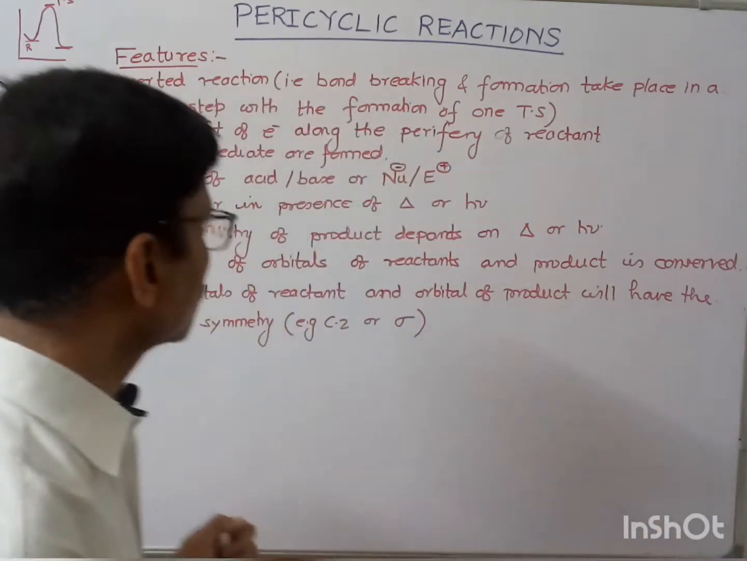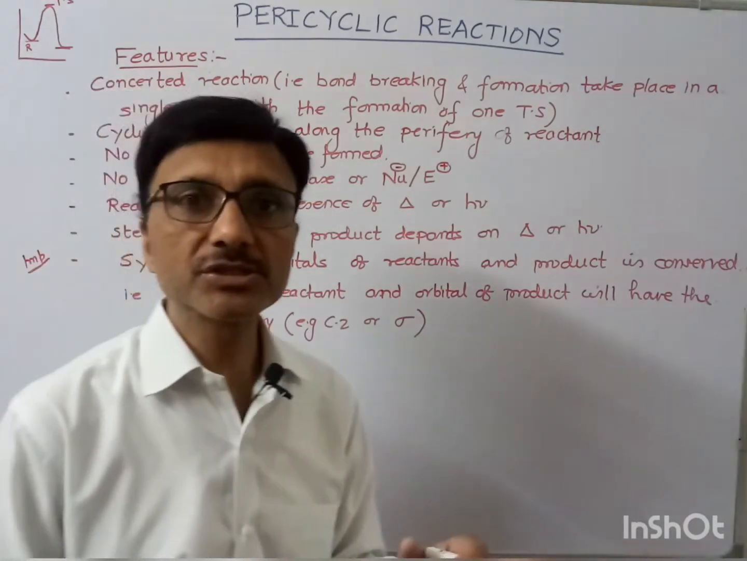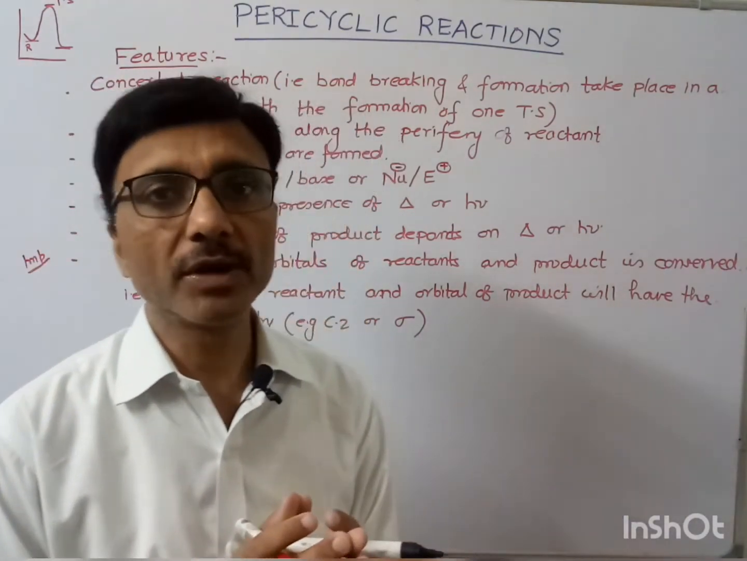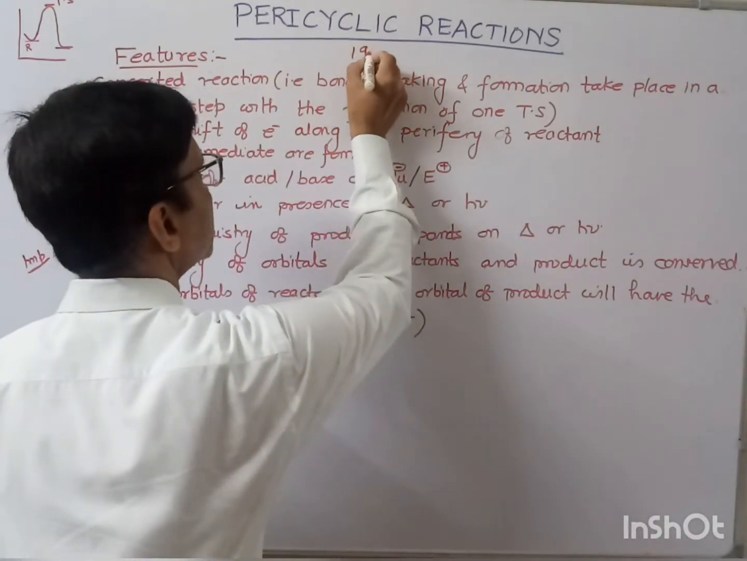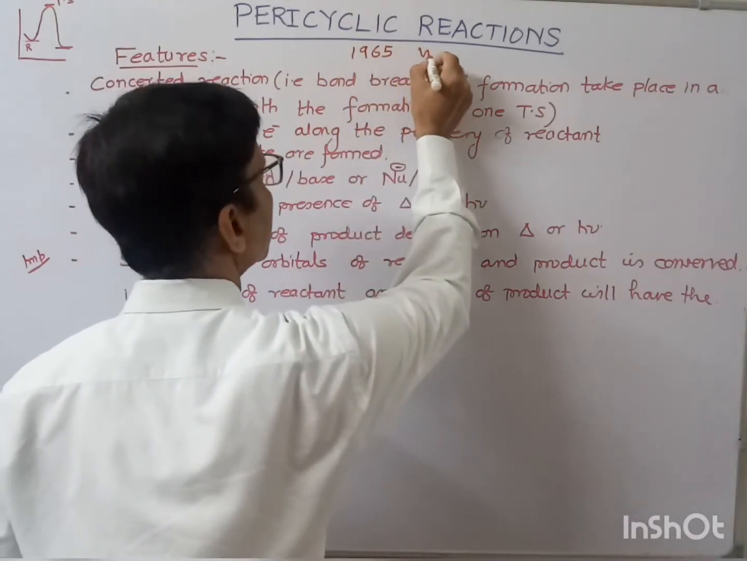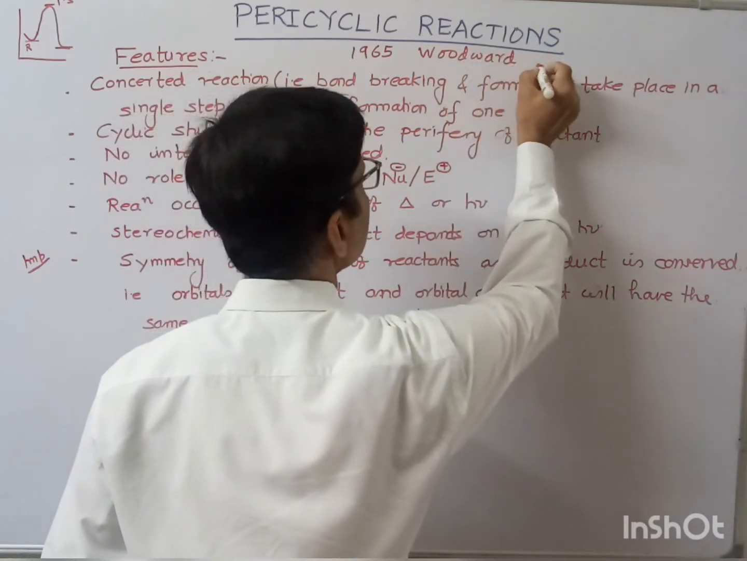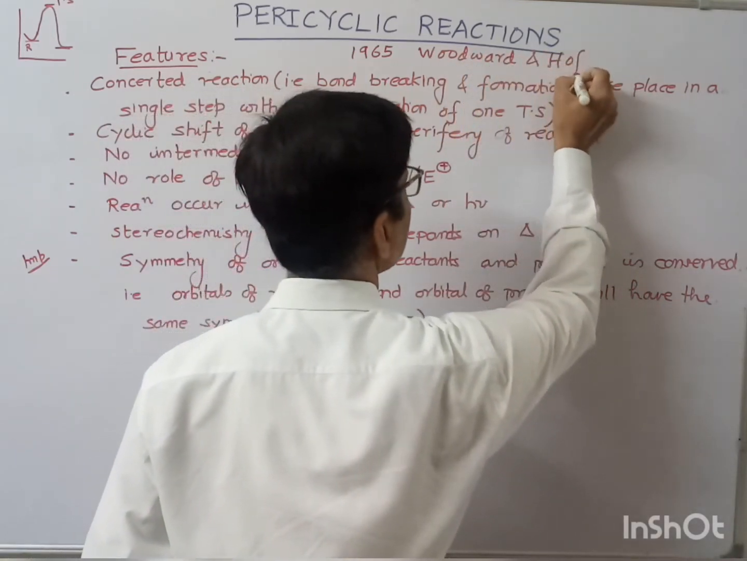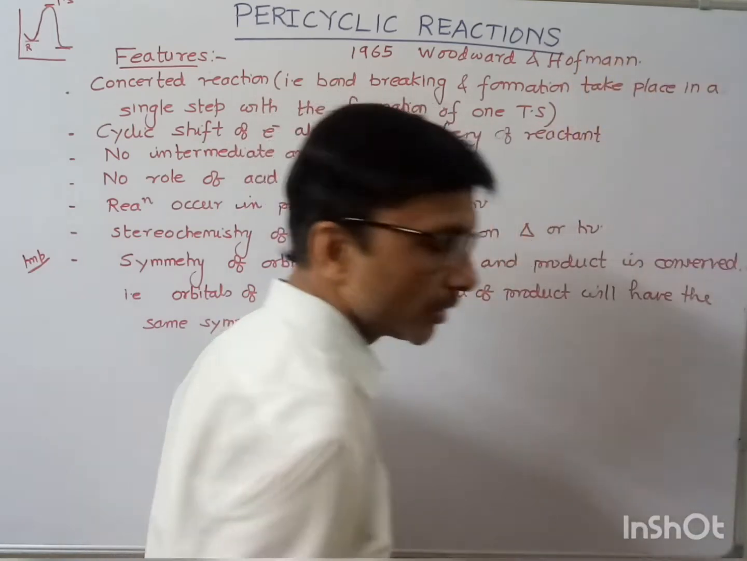Now, such type of reaction was first proposed by Woodward and Hoffmann in 1965. In 1965, Woodward and Hoffmann proposed these pericyclic reactions.